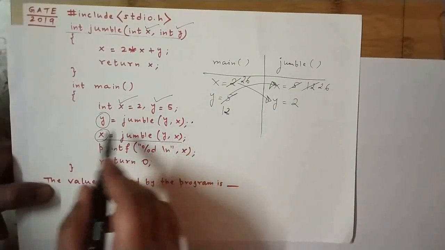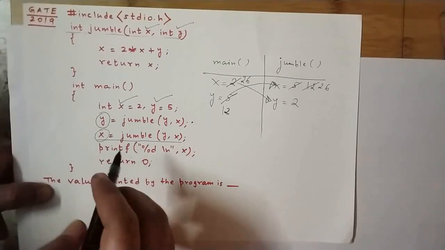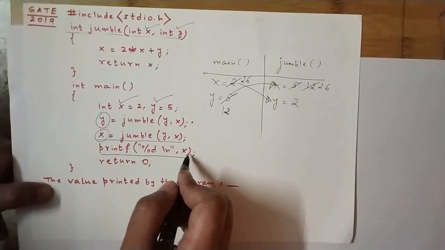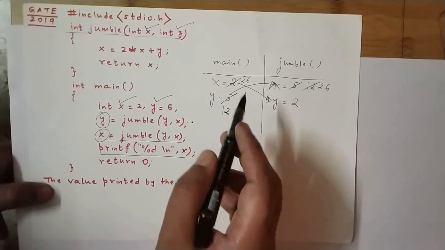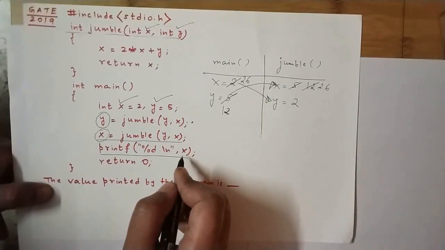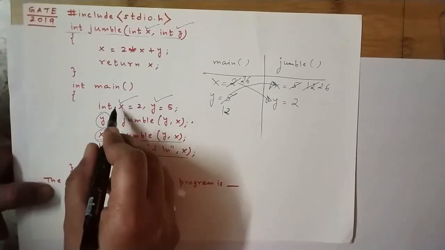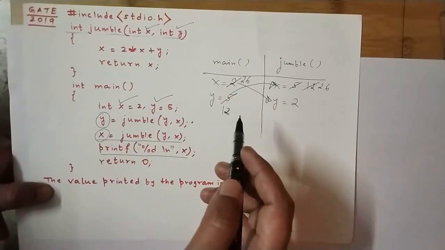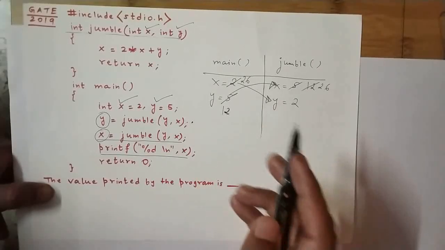Now once x has a value of 26, what I observe here is the printf statement wants to display the value of x. And which value of x? The value of x in the main method. And the value of x in the main method, after all these statements have finished executing, is 26.